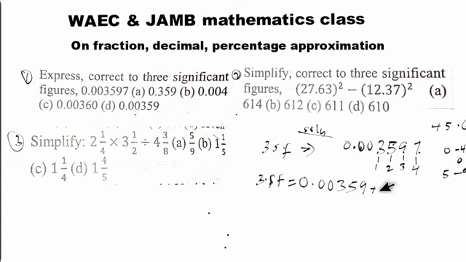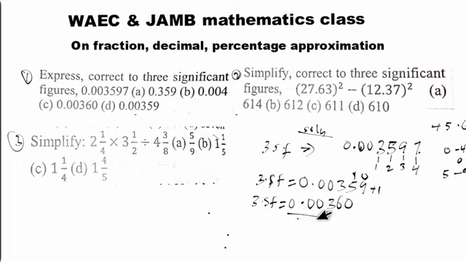So now we have to add 1 to this. 1 plus 9 gives us 10. This one becomes 0, and you keep the remaining 1 and add it to this 5 here, so this one becomes 6. So our 3 significant figure answer is 0.00360. Here we have 6, and here we have 0. So this is the answer to this solution.